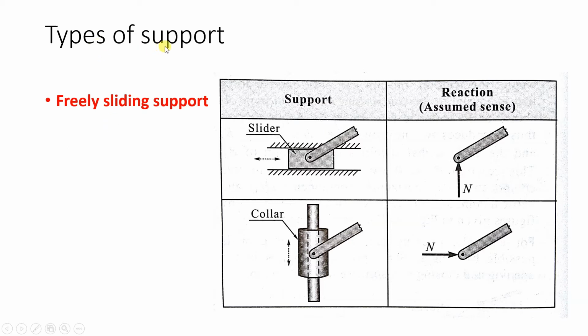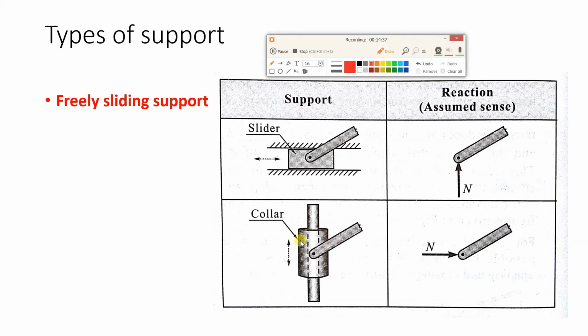Now types of support will continue. Next type is freely sliding support. So here you can see a guide has been provided, and inside the guide, that slider has reciprocating motion. Again, for the supporting surface there will be a reaction which is perpendicular. So here you can see this is the reaction and it will be perpendicular to the supporting surface. Here also in the second diagram, we will have guide support, for example, and this collar is moving in upper and down direction. So reaction will be like this. It is perpendicular.